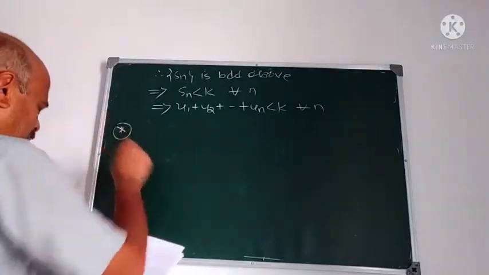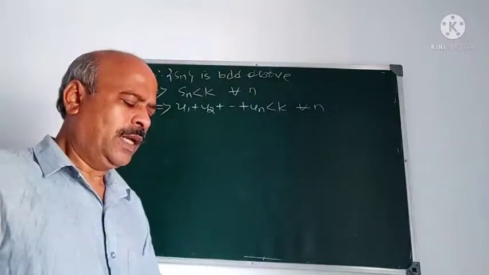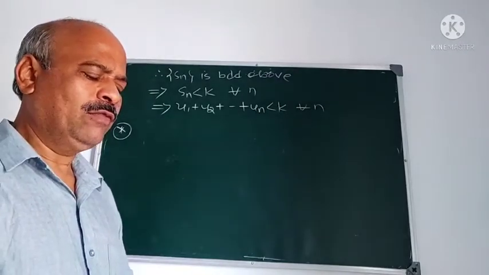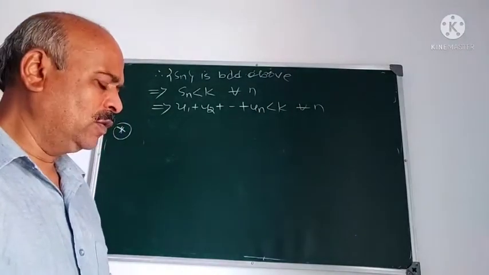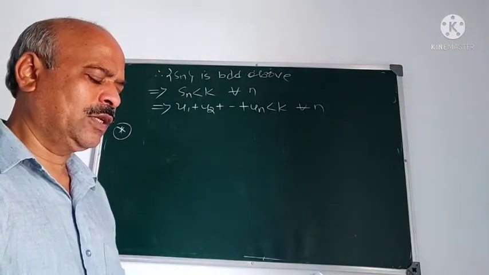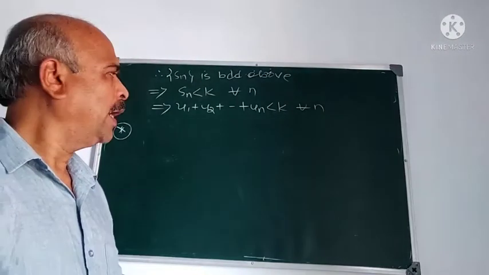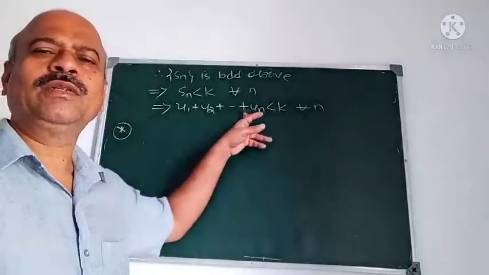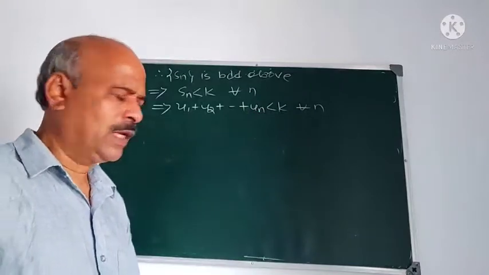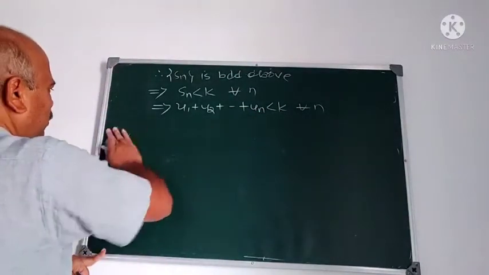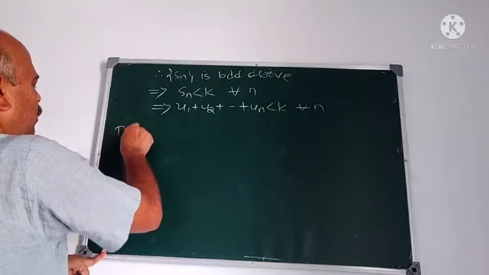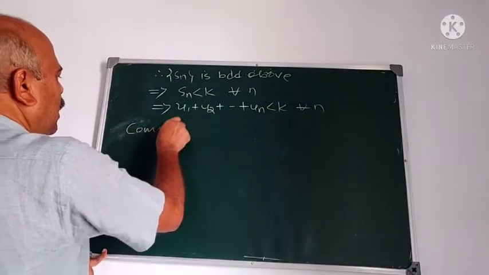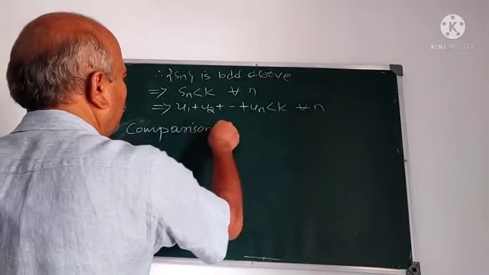Second, next theorem. A series of positive terms sigma un diverges to infinity if and only if the sequence Sn of partial sums is unbounded above. Proof is exactly similar to this, and you try that one. Now come to the important topic. We take this as a theorem, or it is comparison test 1.